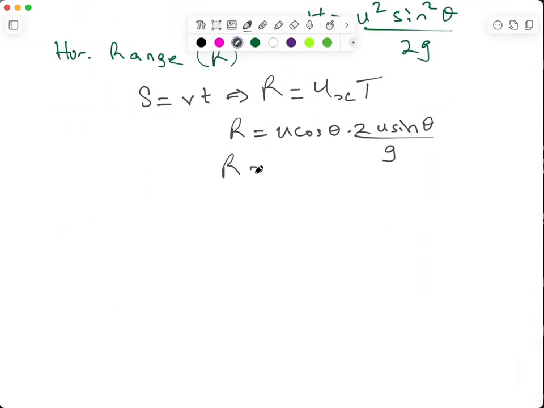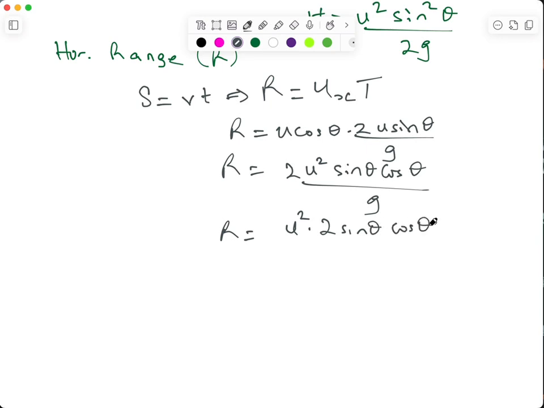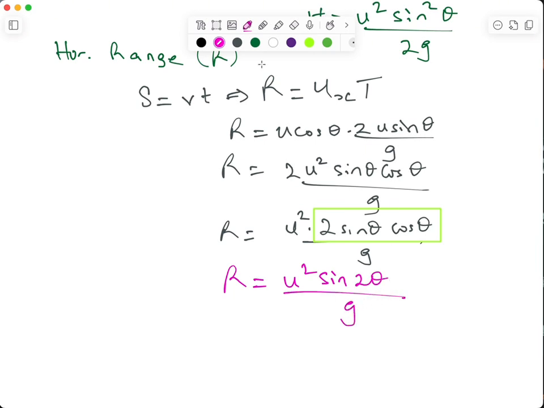So now R will be 2U squared sine theta cos theta divided by G. And that implies that R equals U squared multiplied by 2 sine theta cosine theta, everything divided by G. In trigonometry, this 2 sine theta cos theta can be rewritten as sine 2 theta. Therefore, the range of a projectile motion is given as U squared sine 2 theta, everything divided by G. Now, what does 2 theta mean?